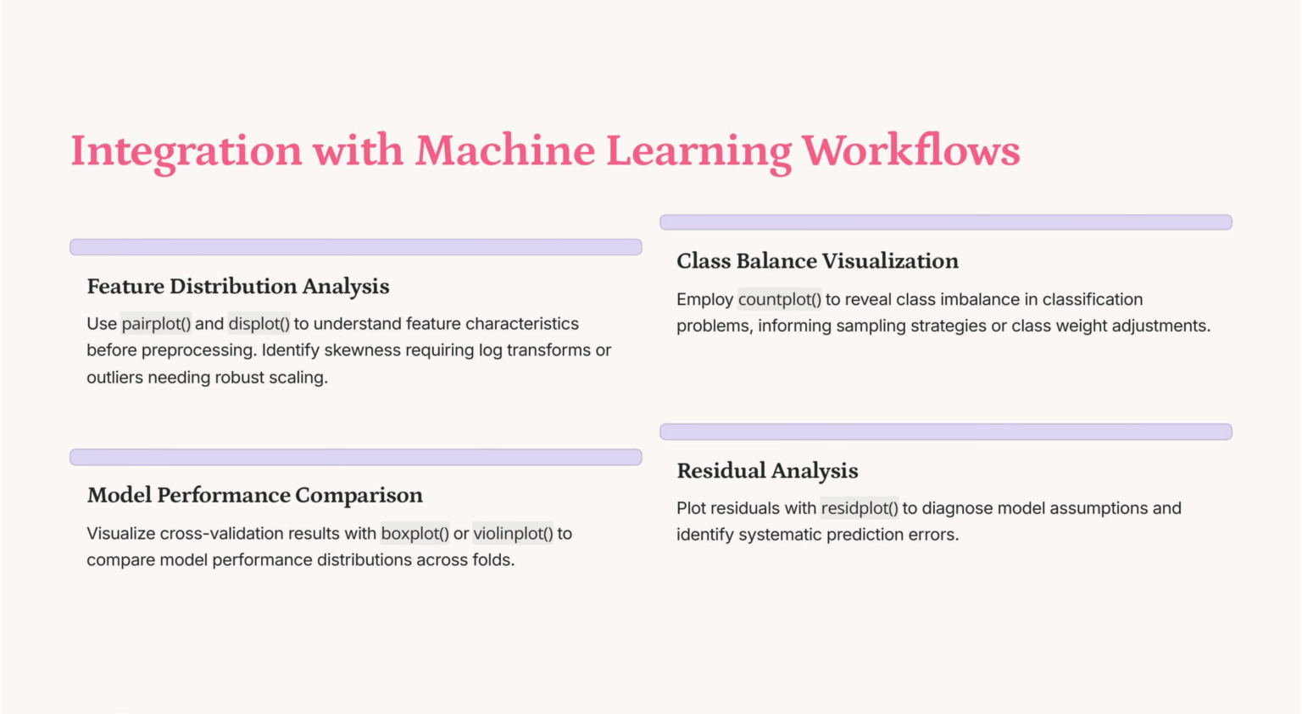Utilize pairplot and displot to assess feature distributions, identifying skewness or outliers. Use countplot for class balance in classification tasks, guiding sampling strategies. Compare model performance with boxplot or violin plot across cross-validation folds. Employ residplot for residual analysis, diagnosing model assumptions and detecting prediction errors.